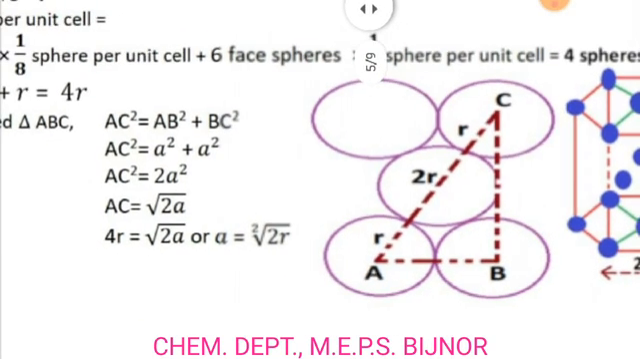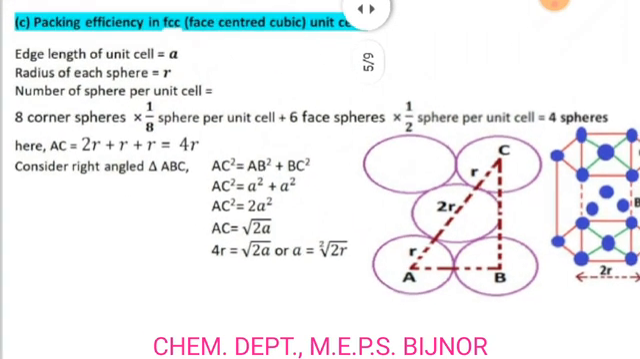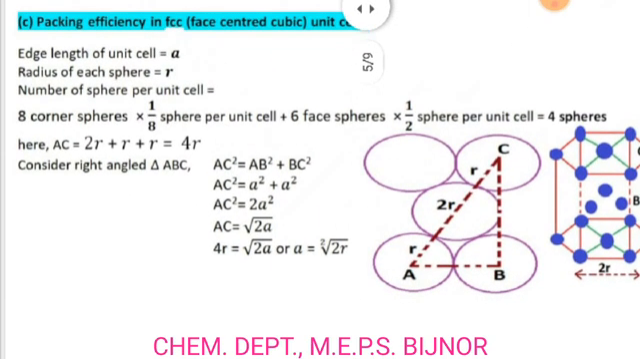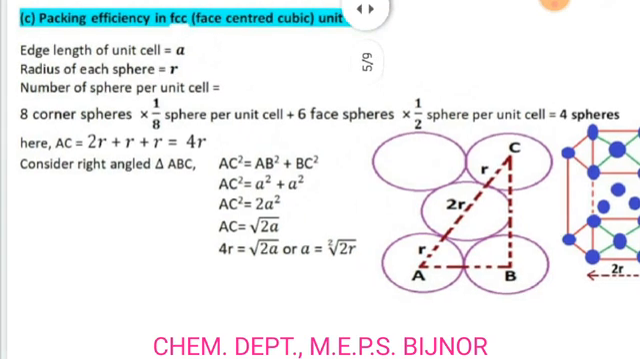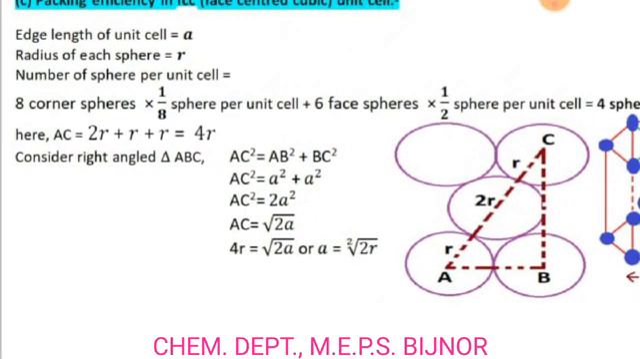So AC square is equal to AB square plus BC square. AC square is equal to A square plus A square. AC square is 2A square. AC is under root 2 A, or 4R. AC, we take the positive value. AC is equal to 4R, we put the value. So 4R is equal to under root 2 A, or A is equal to 2 under root 2 R.